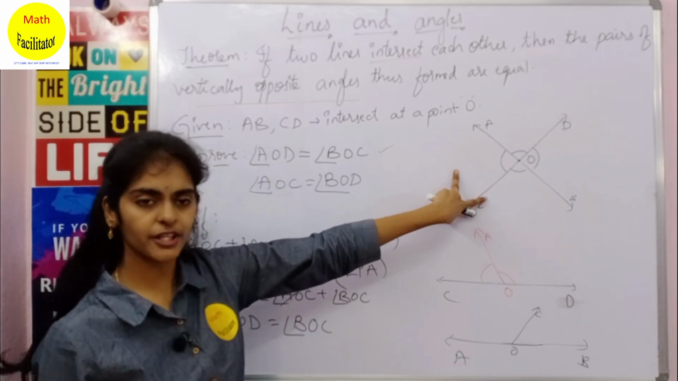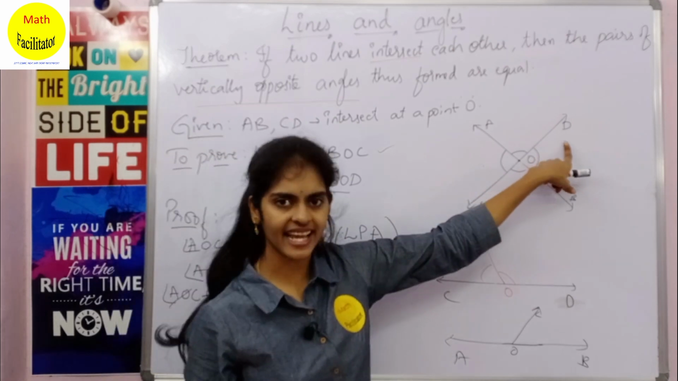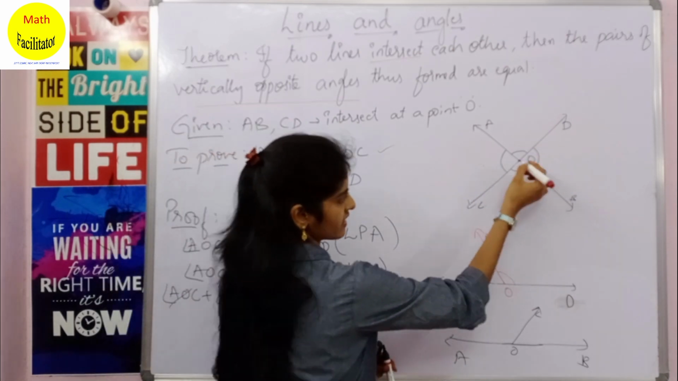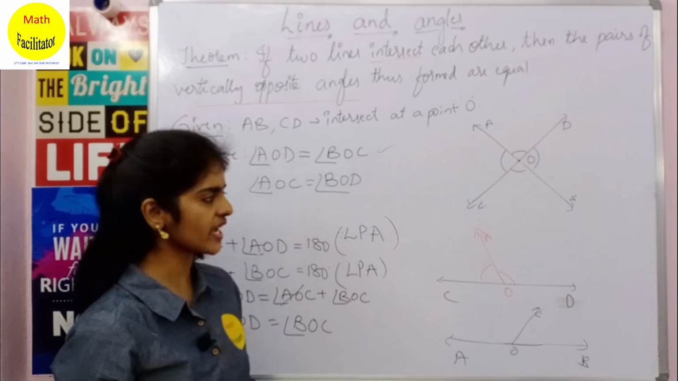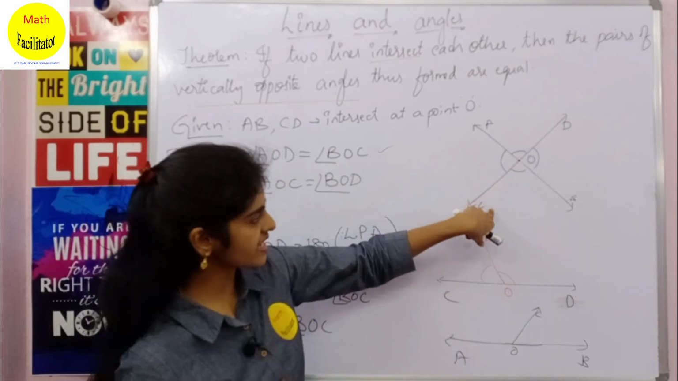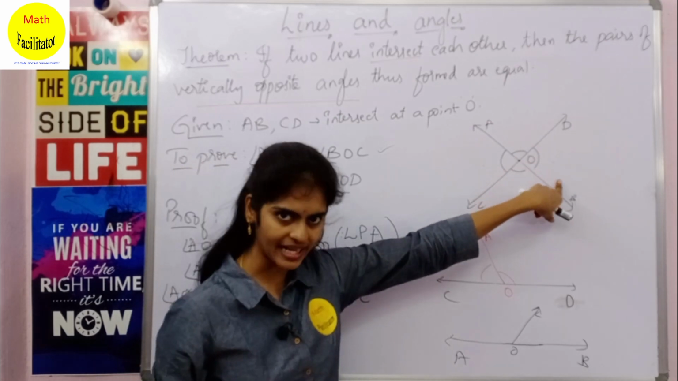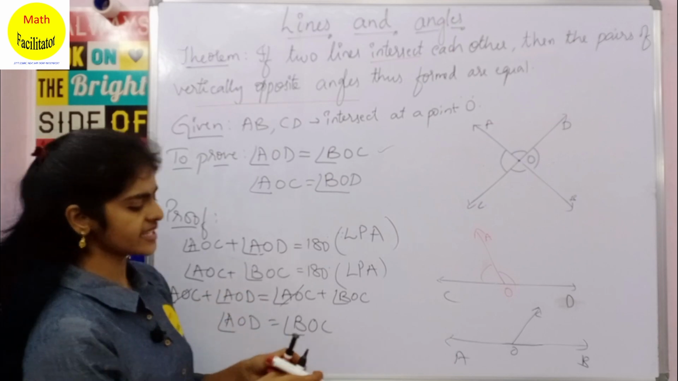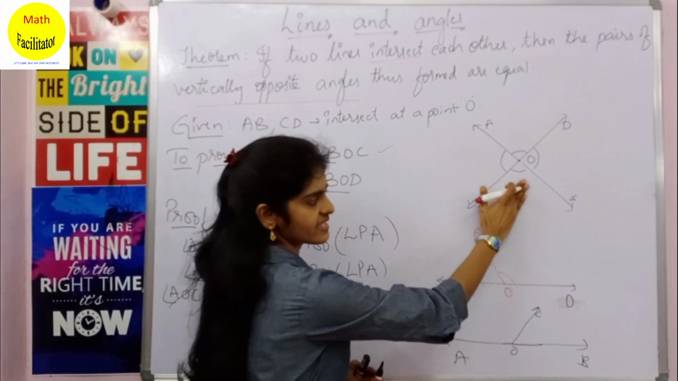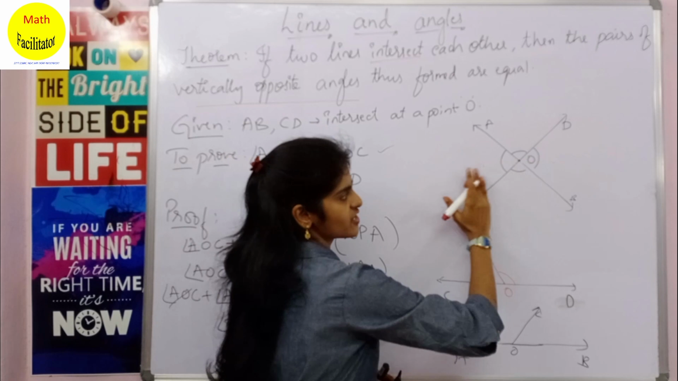Now what you will do is you will consider CD line, and you will take OB ray. So that means you will take these two angles into consideration. Then angle BOC plus BOD is how much? 180. Now equating both the things, you see this is common. So you can eliminate this, and you will get these two angles are equal.